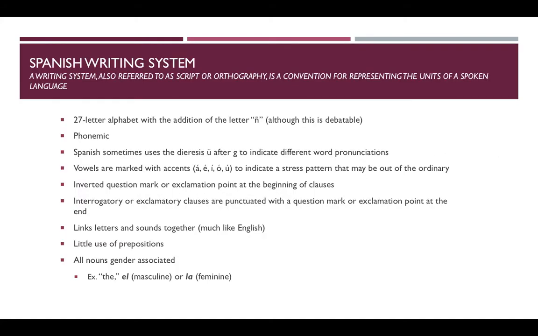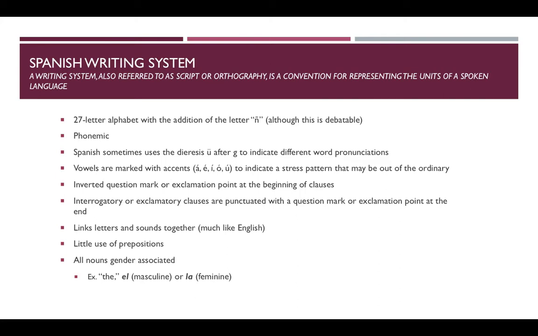So the writing system in general was created to represent the spoken language. So there are 27 letters in the alphabet, although this is debatable. So much like the English language, the letters and the sounds link together to form a word. So the vowels are marked with accents to indicate stress. So the ones that I've provided you in parentheses, A, E, I, O, N, U. So you'll notice the U makes a oo sound, and we know that because the accent is above it.